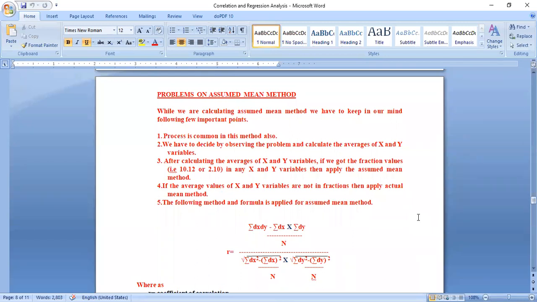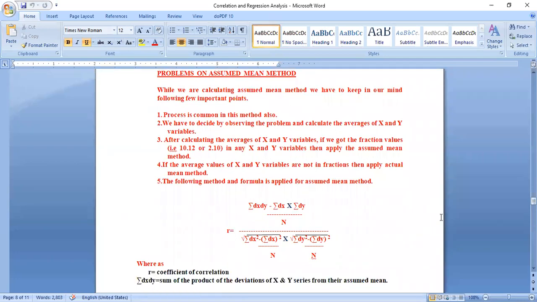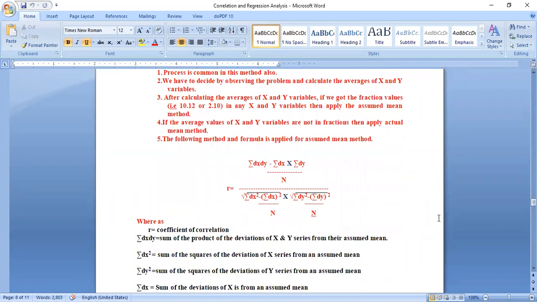So the formula applied for the assumed mean method and the actual mean method formula are different here, so observe carefully. r is equal to sigma dx dy minus sigma dx into sigma dy by n, divided by under root sigma dx square minus sigma dx whole square by n, into under root sigma dy square minus sigma dy whole square by n.